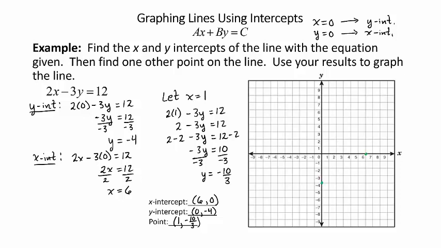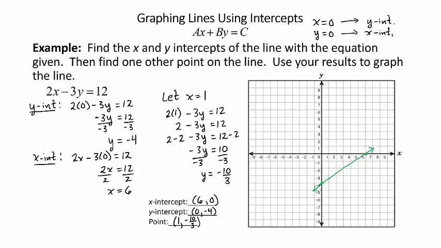So the point that I found was 1, negative 10/3. Negative 10/3: 3 goes into 10 3 times with 1 left over, so 1, negative 3 1/3 is really what we have. I'm going to try to plot that. It's not going to be exact, but something like that. And we see that it does line up. It's about where it should be to give us the straight line that we need.